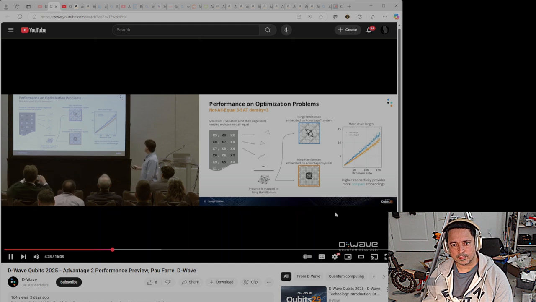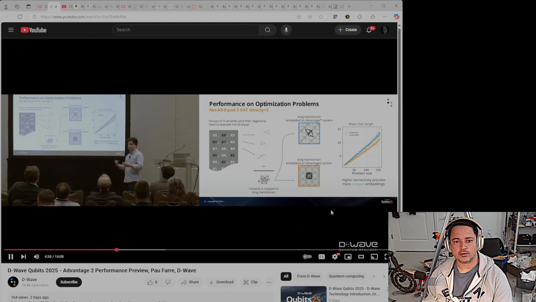Advantage 2 is able to embed these problems with lower chain length. And this is thanks to the Zephyr processor, the Zephyr topology that has higher connectivity, and this allows us to map these problems more compactly. Okay. And shorter chains means better performance of our QPUs.